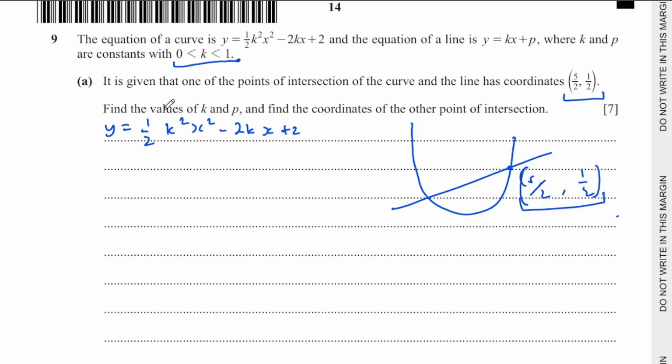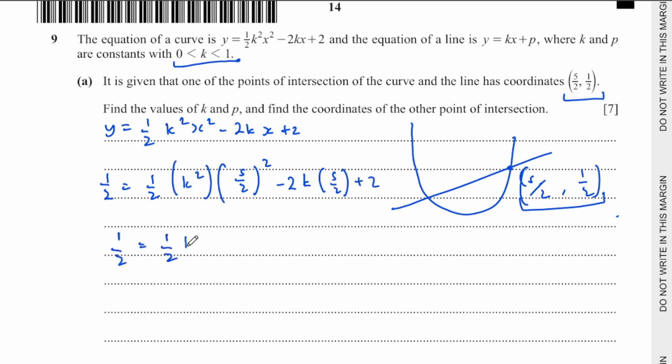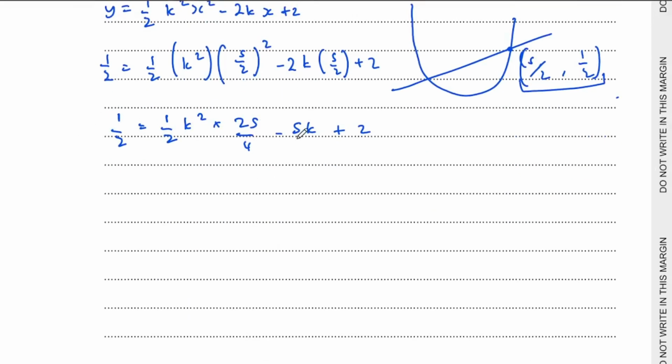So y is a half equals a half k squared x squared, which is just 5 over 2 squared, minus 2k times 5 over 2 plus 2. Okay, and then we get a half equals a half k squared times 25 over 4 minus 5k plus 2. And then what we can do here is just multiply this in. So half equals 25 over 8 k squared minus 5k plus 2.